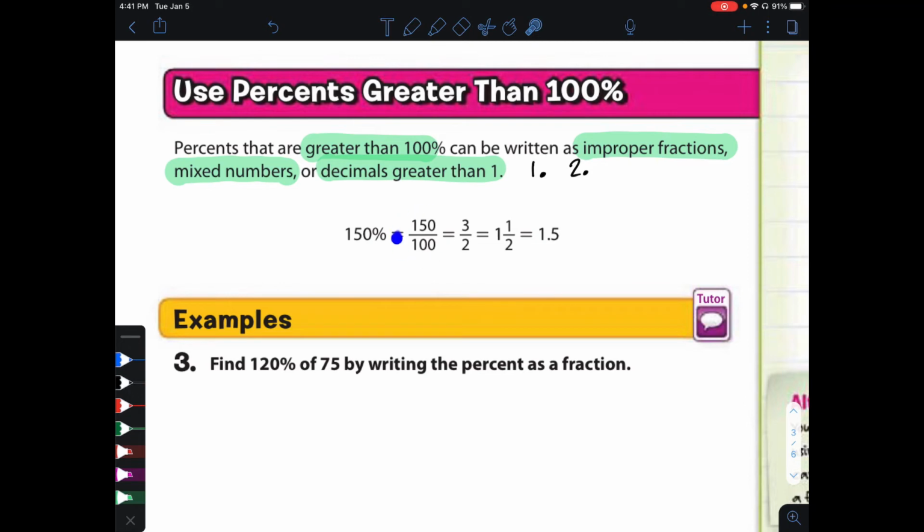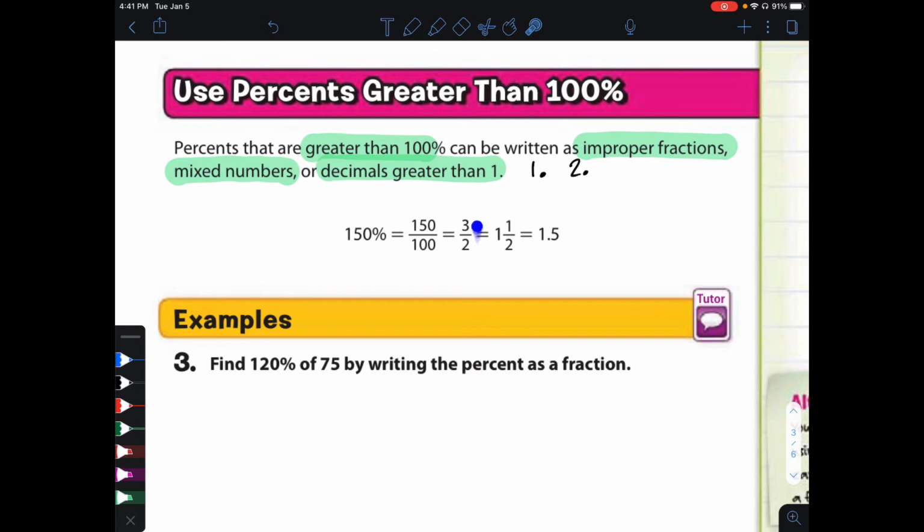150%, okay, convert that into a fraction: 150 over 100. Put it in simplest form, it becomes an improper fraction of 3 halves. Actually, 150 over 100 is already an improper fraction. Simplify that, it becomes 3 over 2. Again, your numerator is greater than your denominator, so that is your improper fraction.